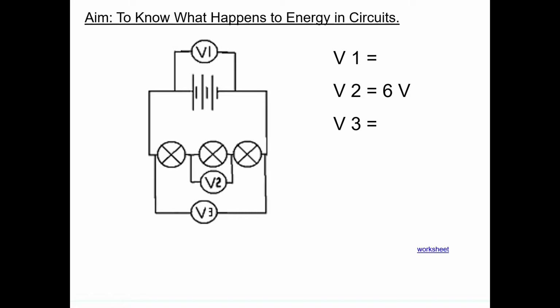V1, V2 is 6 volts. So if each bulb's the same, it's going to be 6, 6 and 6, 18 volts in total across all 3 bulbs, so V1 and V3 must both be 18.